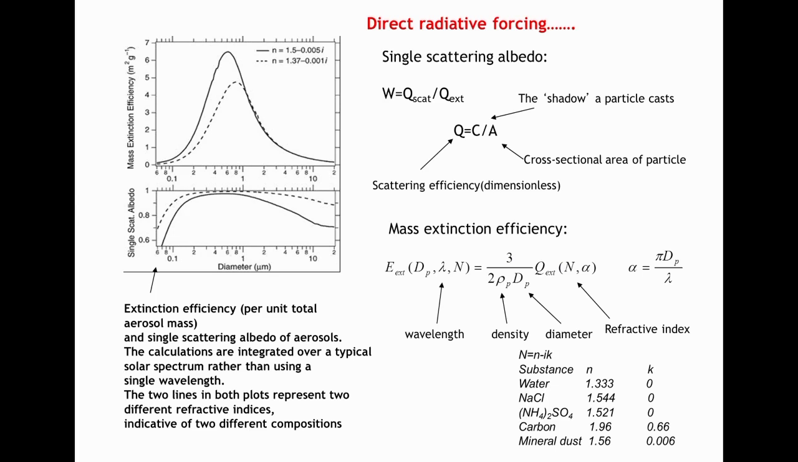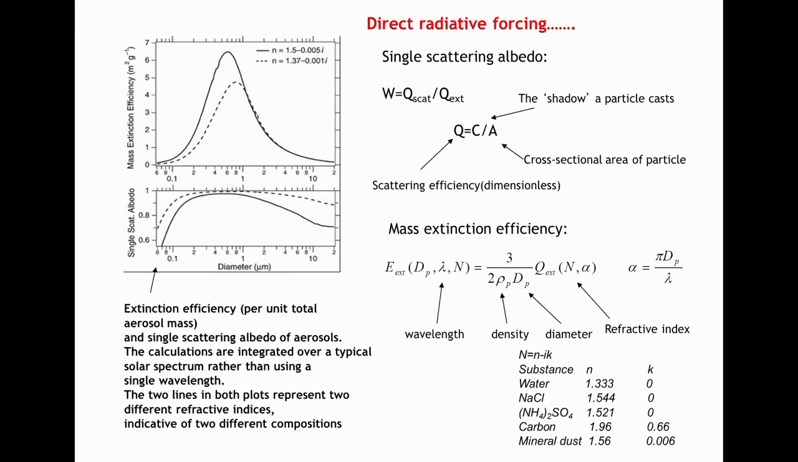So they depend upon the refractive index. If something's more absorbing, it will have a lower single scattering albedo. If something's more scattering, it can have a single scattering albedo of essentially one. So you can see that diameter dependence and the refractive index dependence are the two terms there. The mass extinction efficiency is dependent upon wavelength, the diameter of the particle, and the number of particles in the air mass. There's a density dependence, refractive index dependence, and diameter dependence.